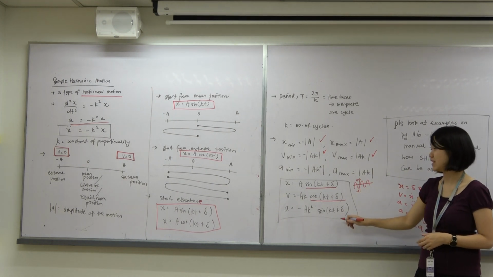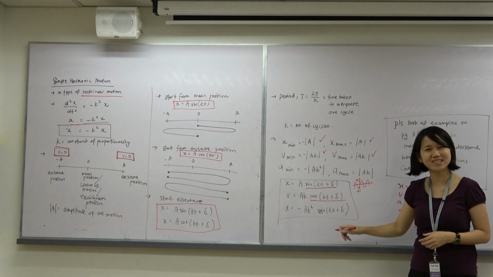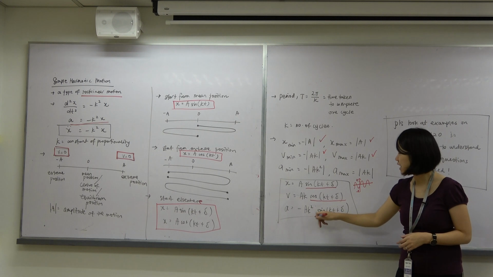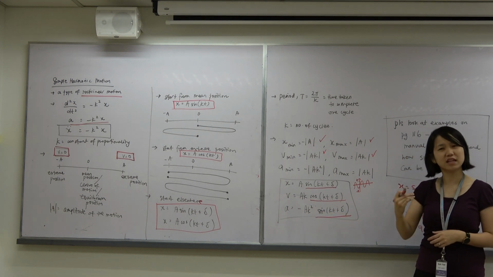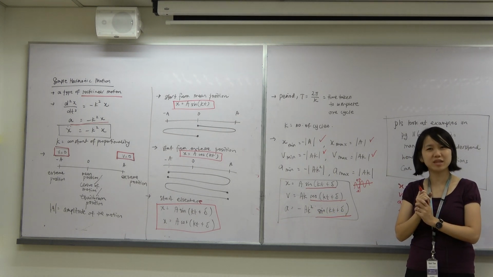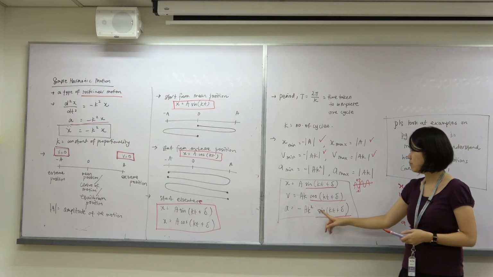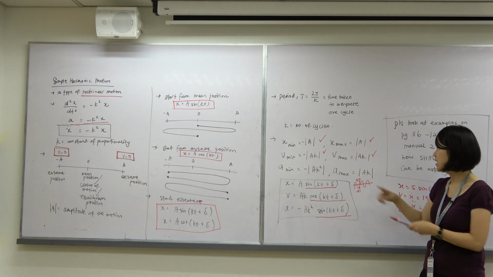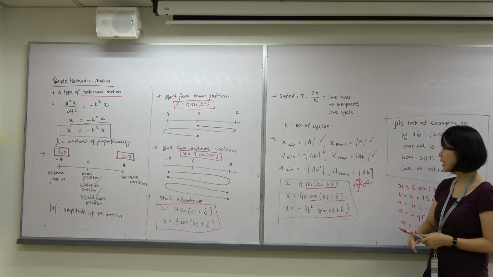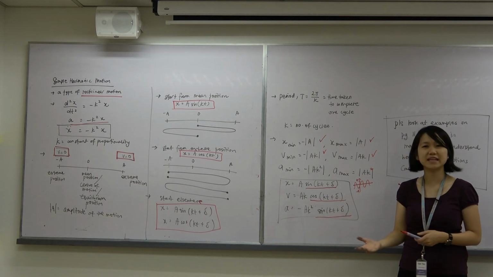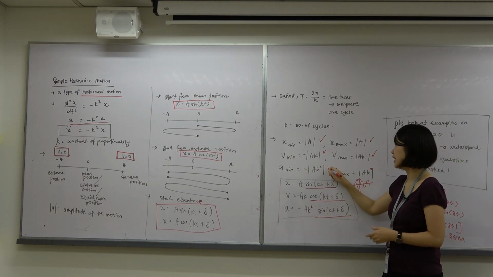It works the same with acceleration. If you differentiate v with respect to t, you will get -ak square sine kt plus delta. Sine kt plus delta always oscillates between -1 and 1. So the maximum of 1 multiplied by ak square gives me ak square, and the minimum, -1 multiplied by ak square, gives me -ak square.